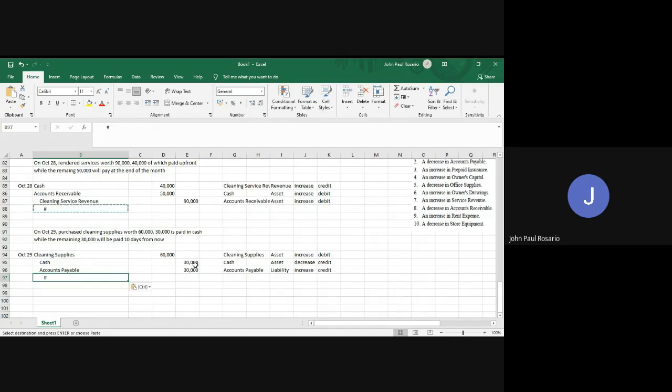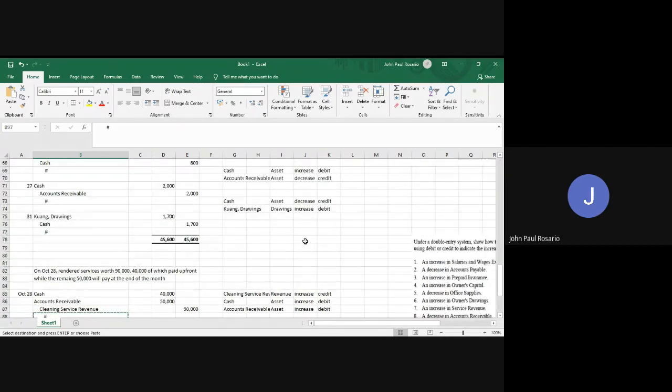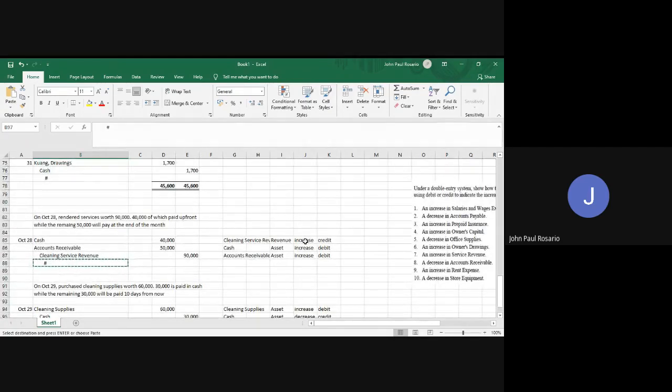Okay? So with that, I guess we're done with our discussion. So again, this is the compound entry. If there are only two, it is a simple entry. So with that, we're done with our discussion on journalizing. I hope that you have learned something for today.